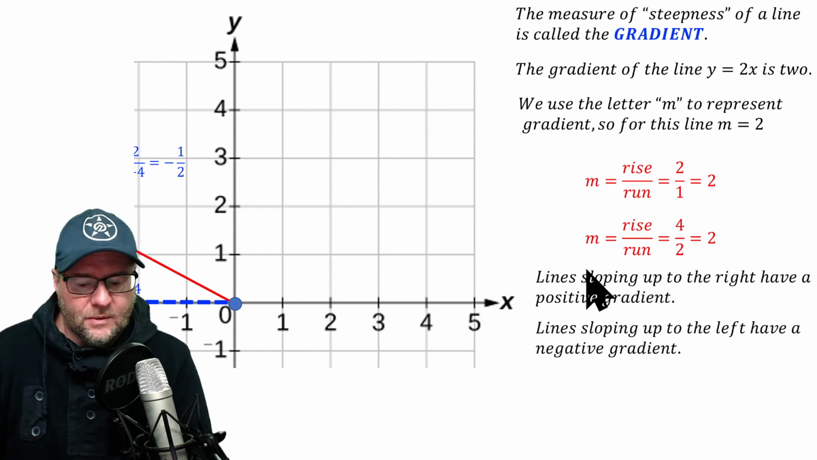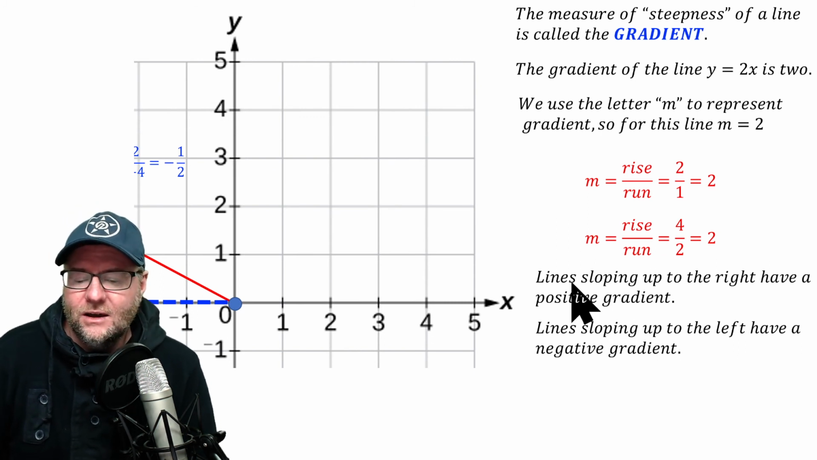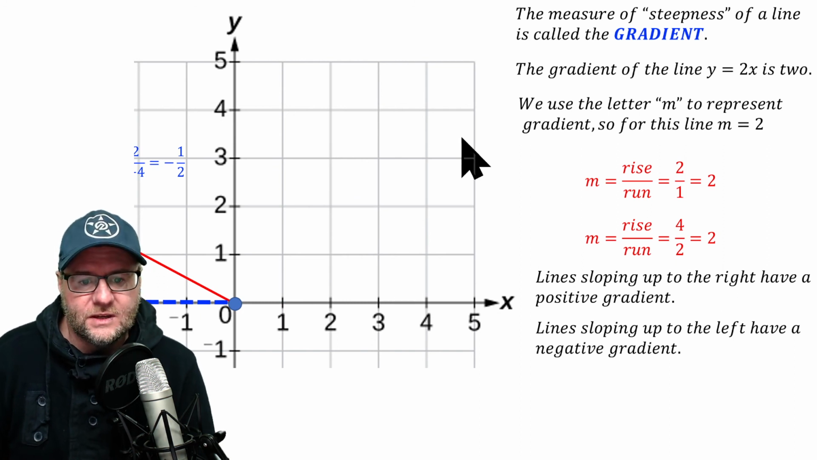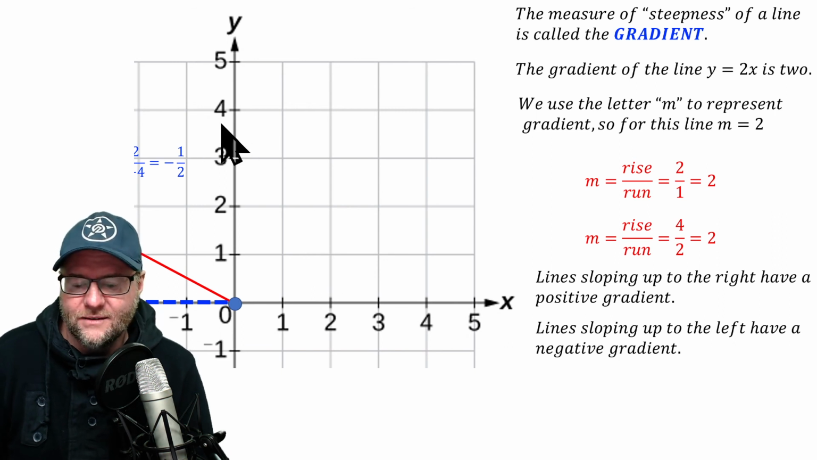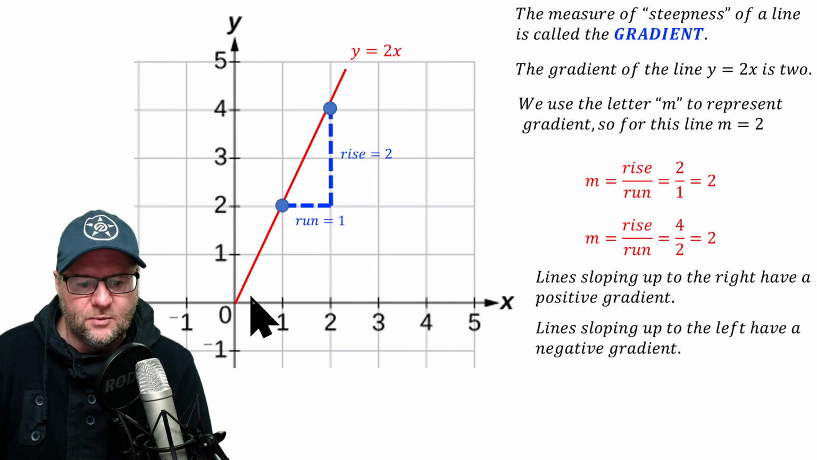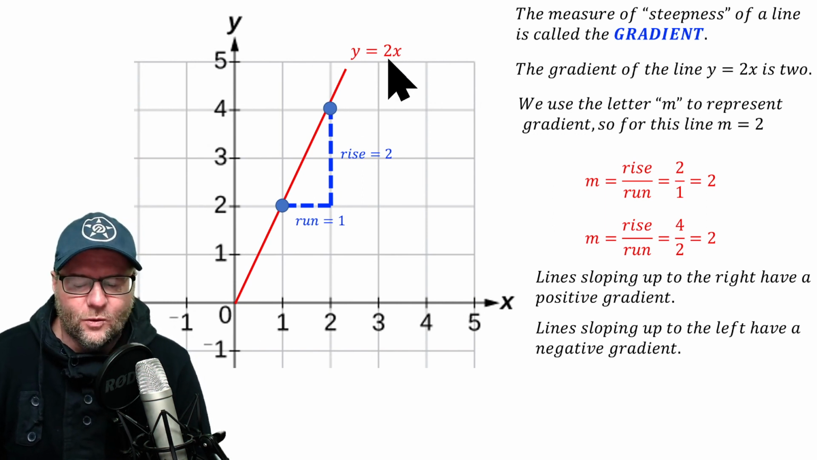So that sort of wraps it up, but a couple of little important things here. Lines that slope up to the right have a positive gradient. We've seen that in the first two examples. Lines that slope up to the left always have a negative gradient. So going back to our original example, this line slopes up to the right. It's got a positive value for its gradient.